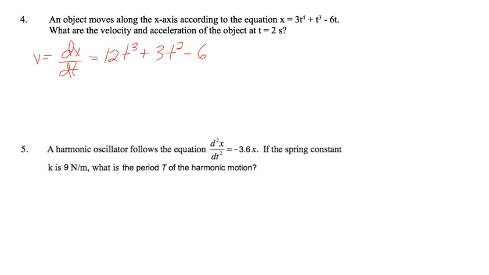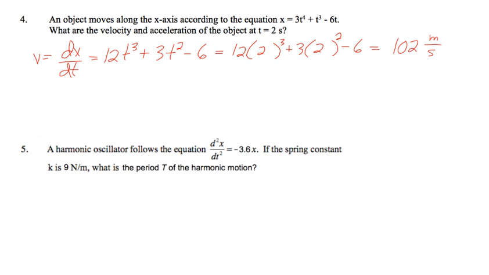So just put 2 seconds in there. So you're going to have 12t cubed plus 3t squared minus 6. And so I'm going to put in 2 there and there. And I know that my units for velocity will be meters per second. So the answer to that came out to be 102 meters per second. So that was the velocity.